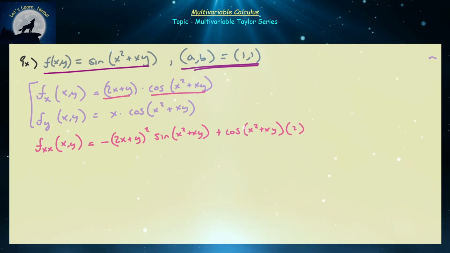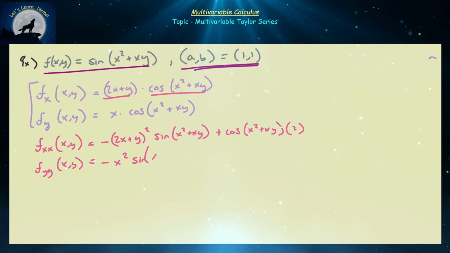We're going to do the same for fyy. So fyy(x, y) is just the second derivative of f with respect to y, so y on the y term. So that's actually very, very simple because x is just a constant. So the derivative with respect to y again will be equal to minus x² times the sine of (x² + xy). So that's actually very nice.